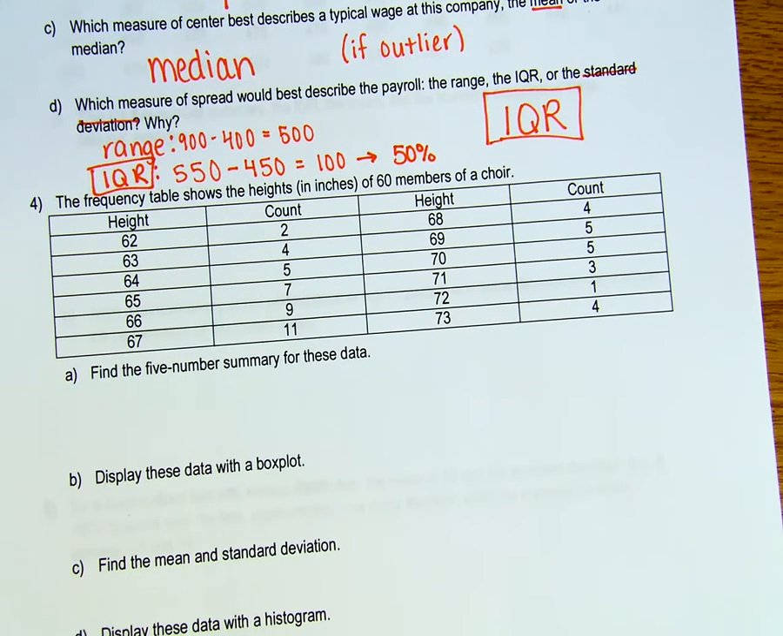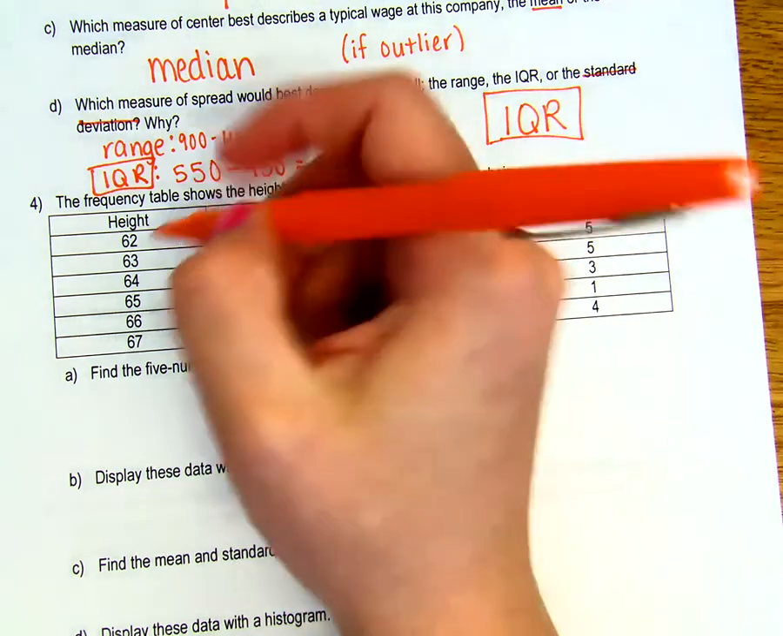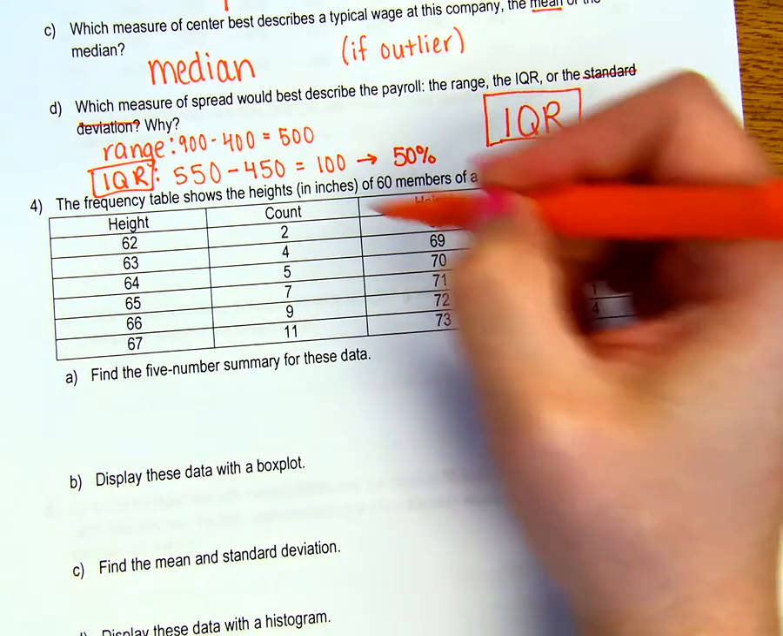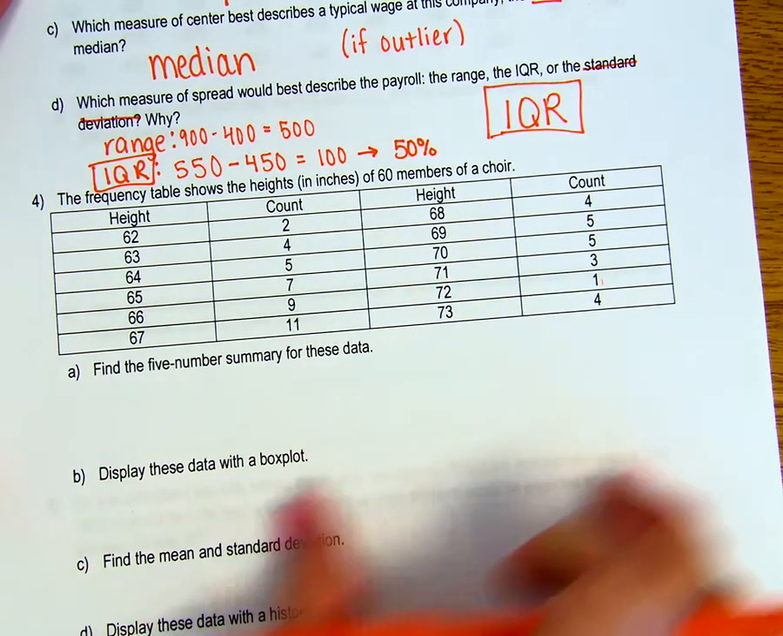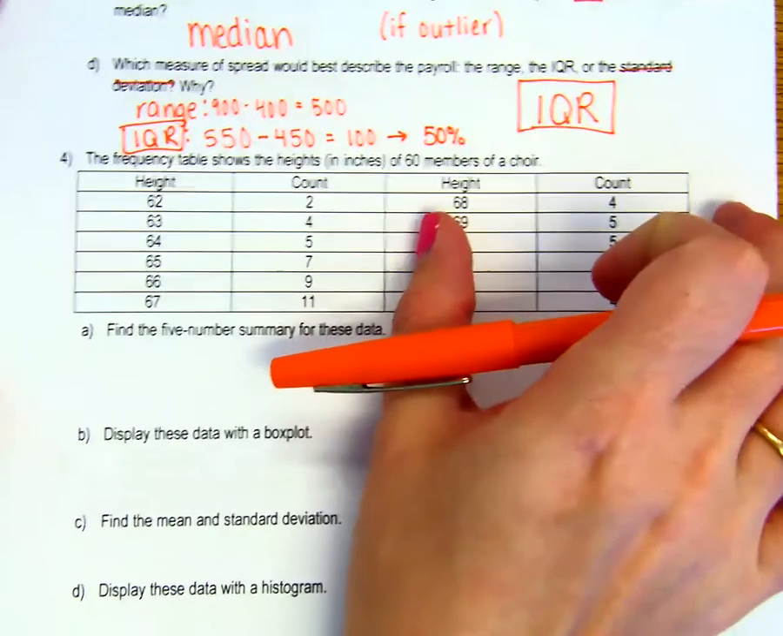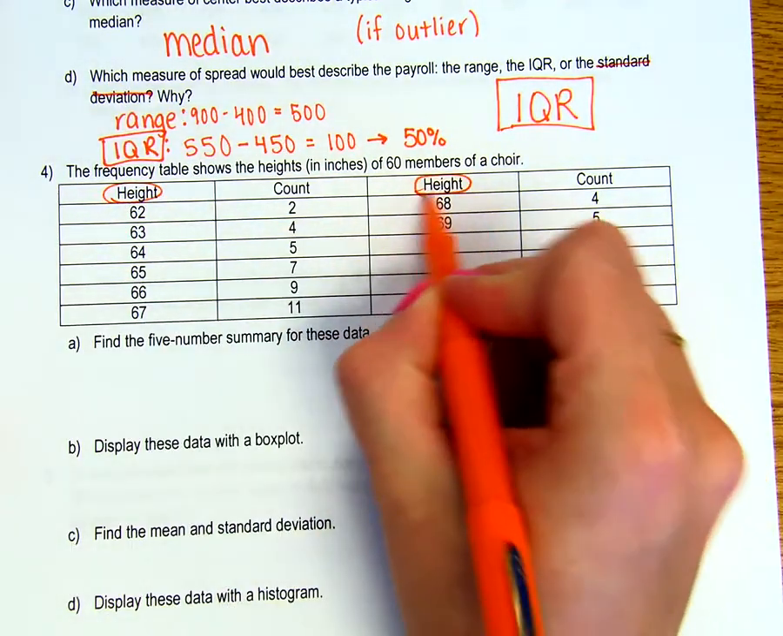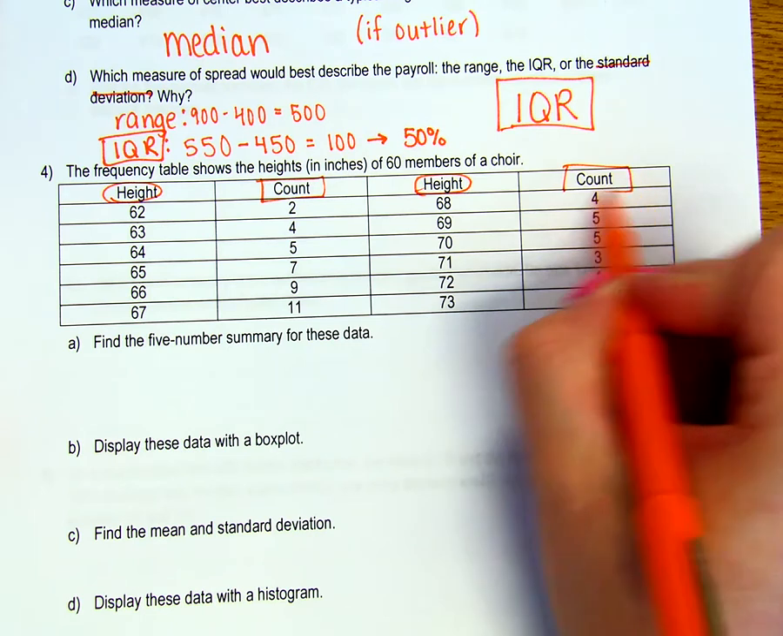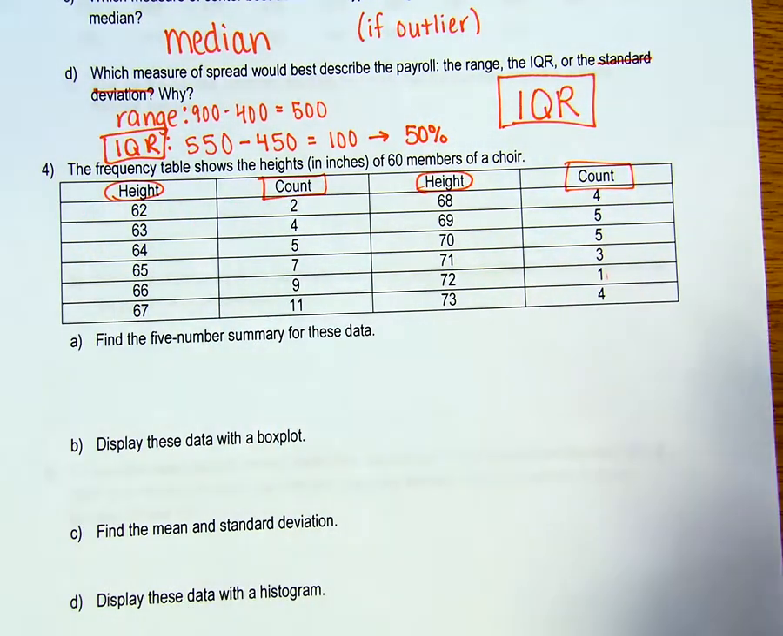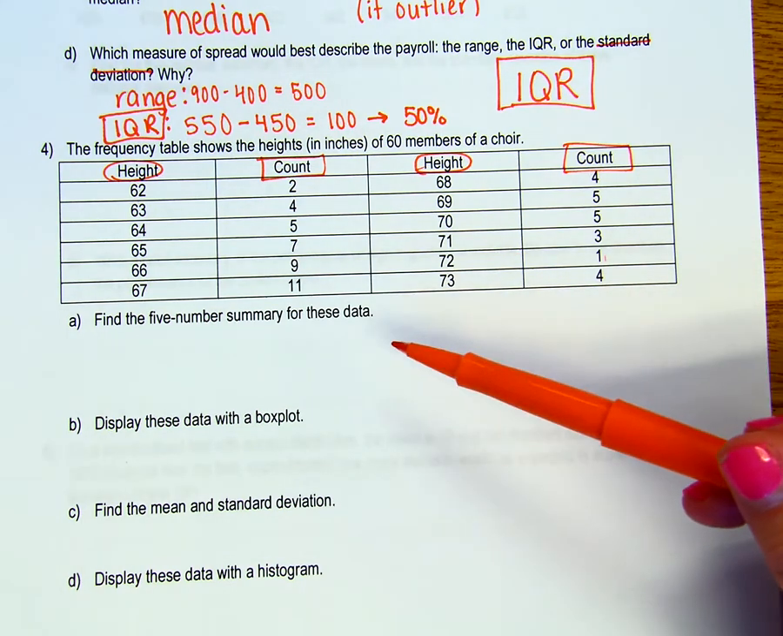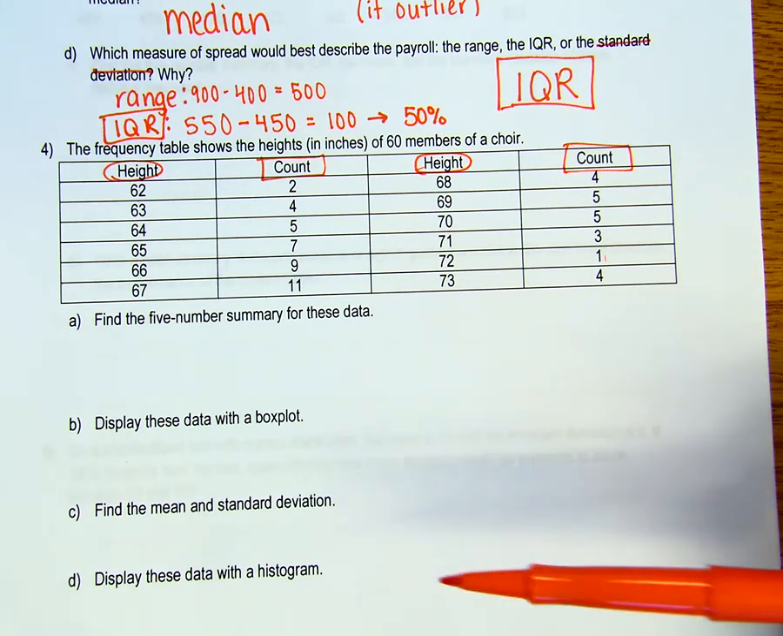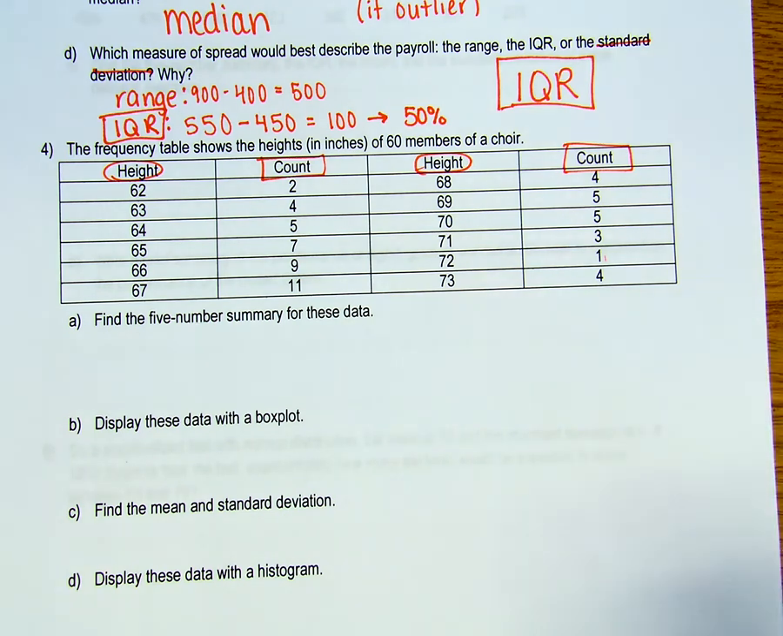Question 4 says the frequency table shows the height in inches of 60 members of the choir. We have height over here and here, and then count here and here. This is one big table. I've just taken the bottom part and moved it up here over to the side. So this is all the heights, and then this is the counts. Don't get them confused as two separate tables or 4 columns to the table. Below it, it's telling you to find a whole bunch of information. It wants a 5-number summary, a box plot, the mean and standard deviation, a histogram, and then explaining this. So what we're going to have to do is plug this into your calculator.